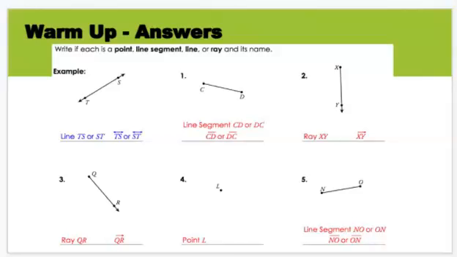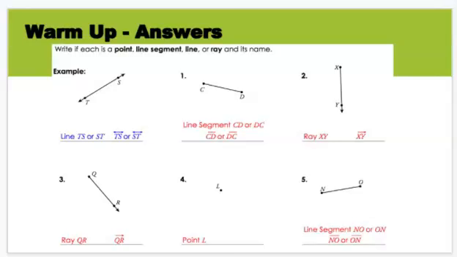How'd you do? Did you get line segment CD or DC? Again, order doesn't matter on line segments, and this time the symbol is just a line with no arrows on the ends. Number 2, ray XY, or XY with a line over the top, but the arrow is only pointing on one end, and it has to start with X and end with Y. It cannot be ray YX, because order does matter in a ray. We always start with the endpoint because it only continues in one direction.